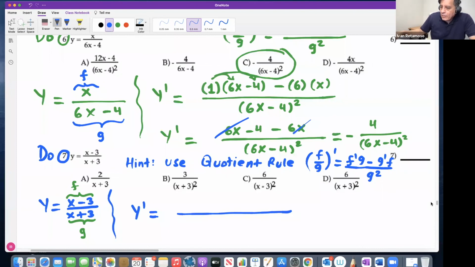It's called the quotient rule, and you should memorize these two rules, the product rule and the quotient rule, because in future lectures, we will use them a lot.